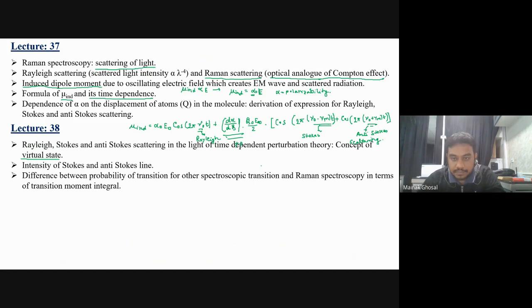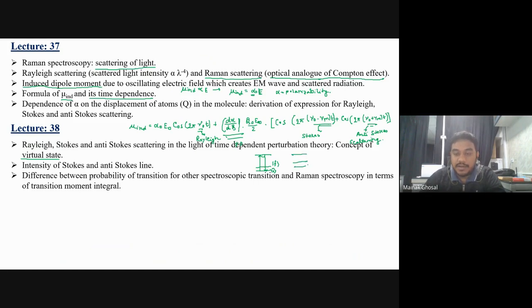this is my initial state and this is my final state. So it is coming from here, this is my initial state, this is my final state, and it comes here. So this is Rayleigh scattering. Whatever the initial state is, it will be the final state.